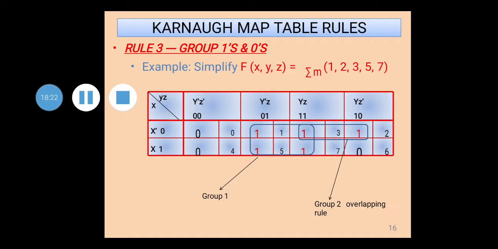And in the grouping rule, there are 2 rules. One is the folding rule and one is the overlapping rule. So what we are going to do is, this one in cell number 2 and one in cell number 3, which has already been grouped, we are going to make use of that to form a group of 2 ones. And that is nothing but your overlapping rule. So this is how we got 2 groups, group 1 and group 2. And group 2 we got using the overlapping rule.